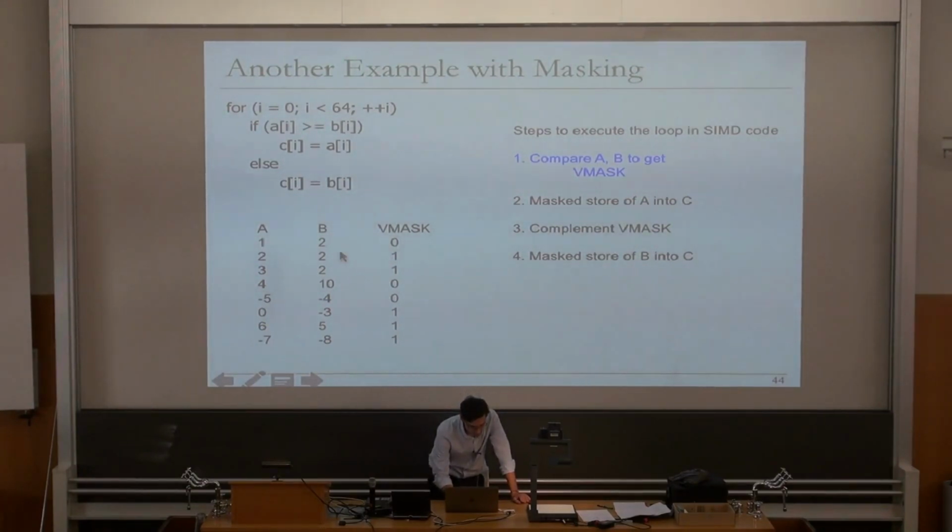So as you can see, if A is greater or equal to B, as in these two cases, vector mask is equal to 1, so we will execute this step 2. If it's not, like for example this case here, we will have to wait until we complement the mask, and then we execute this store in step 4.